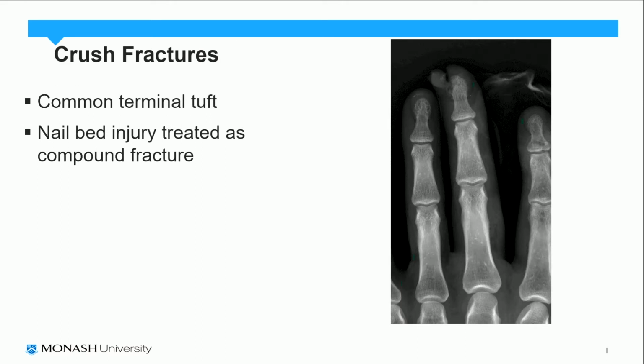Crush fractures to the digits commonly involve the terminal tuft. However, if there's a nail bed injury, this should be treated as an open fracture, so it should be seen as a compound fracture.